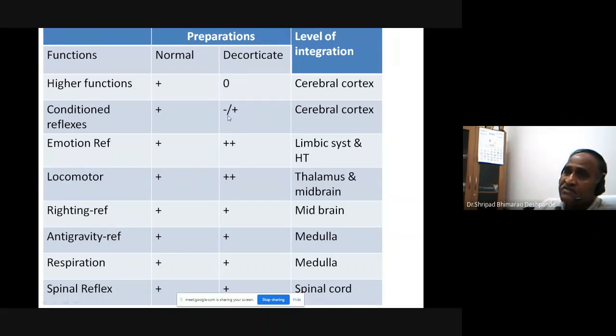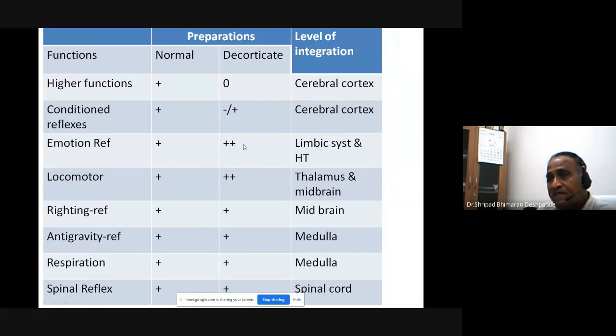Rather, I would say 0. I would emphatically say 0. The minus and the plus is being given by the Genong. It is difficult to establish. He mentions that comment. It is difficult to establish, but I would not take the chance. I would say 0, because you require cerebral cortex for establishing the conditioned reflexes.